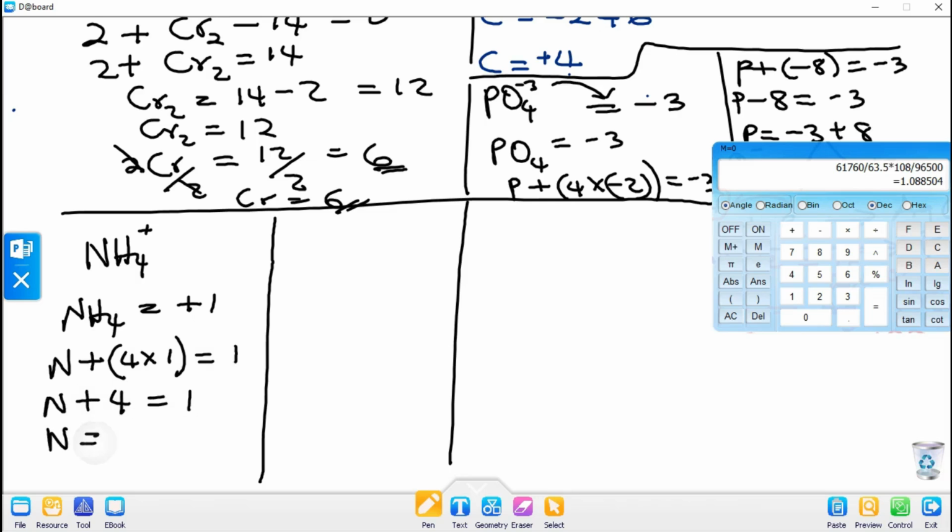To get our nitrogen, the 4 goes over the other side. This becomes 1 minus 4. So our N is minus 3. So the oxidation state of nitrogen in that species is minus 3. That's the oxidation state or oxidation value of nitrogen.